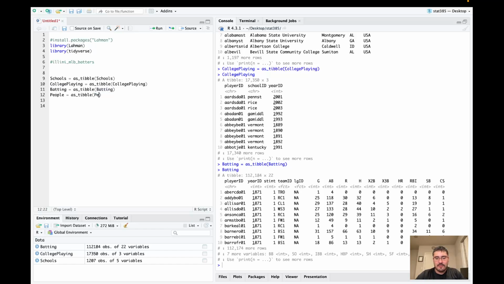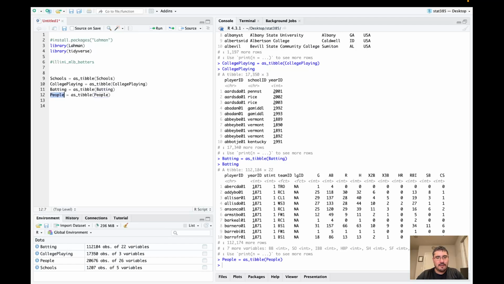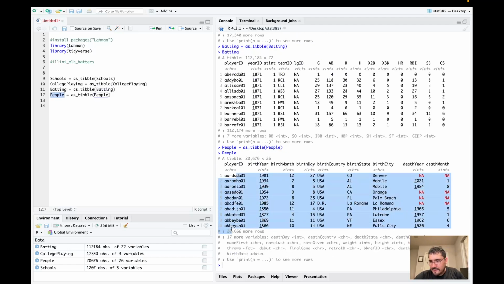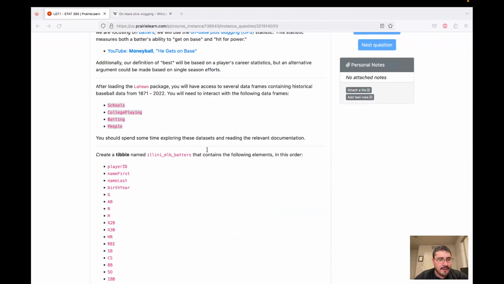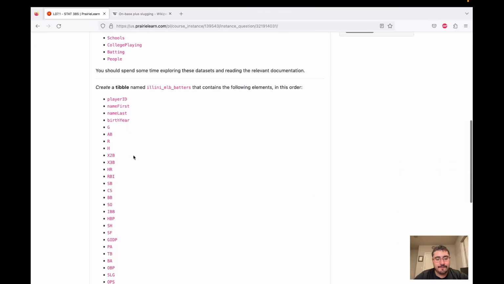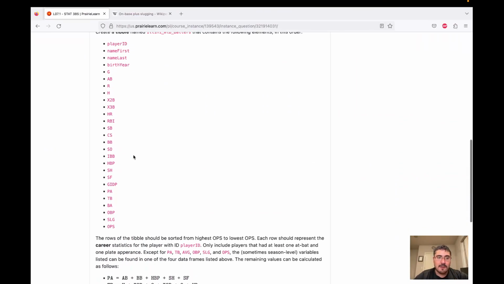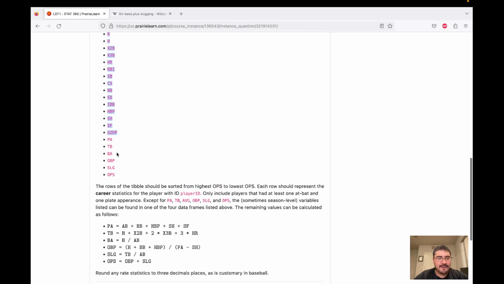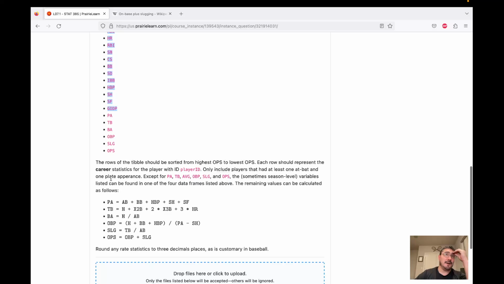And people. So people has player ID, and then we can see name first, name last. They use these player codes, and there's more description on the players themselves in this people data set. Why do we need this? Because we want name first, name last, and birth year. All of these statistics, I think up to here, come from batting, and then we have to compute these. So there's a lot going on in this question.